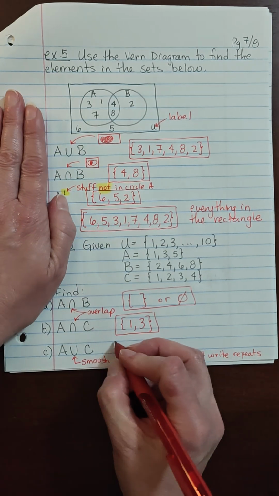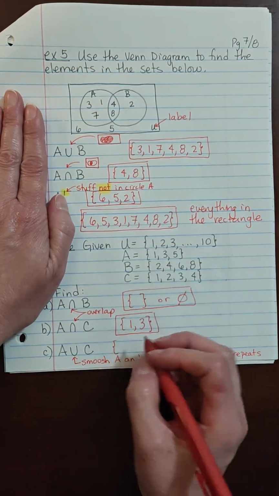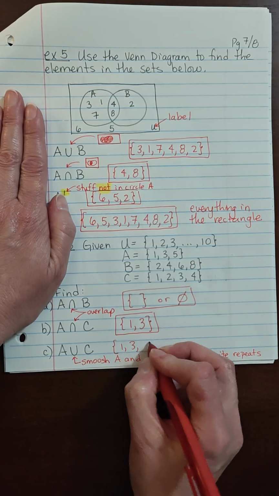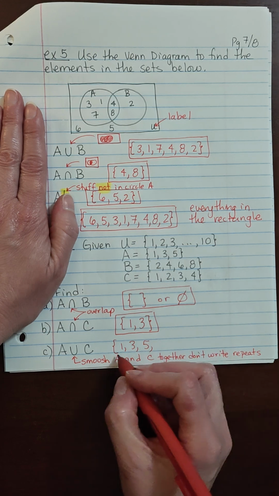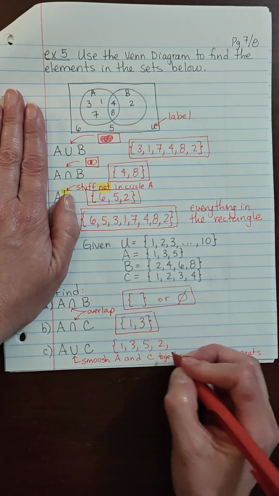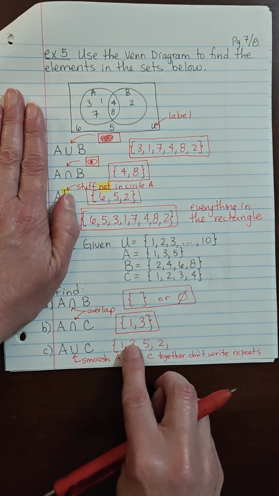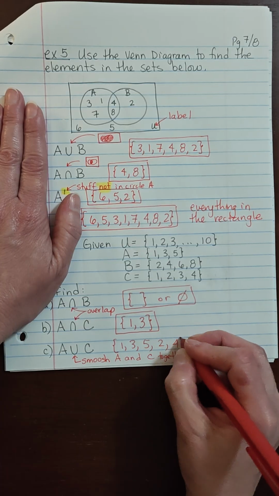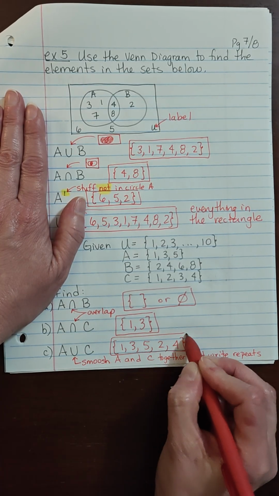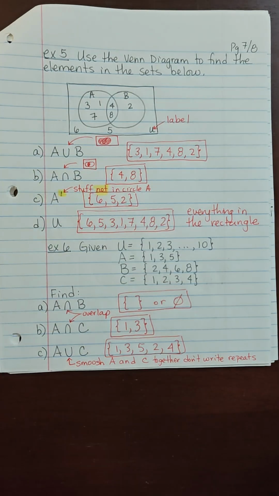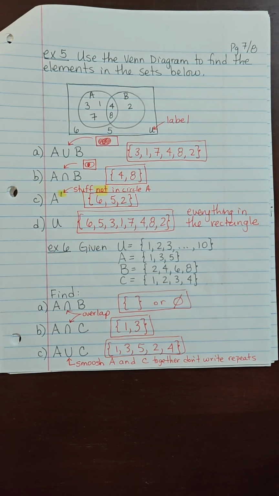Okay, so that would mean A is 1, 3, 5. C is 1, 2, 3, 4. But I'm not going to rewrite the 1. 2, okay. 3 I already have. I'm not going to write it again. And 4. So for the union, we're just going to smush the sets together. Don't write any repeats. The overlap are those repeats.